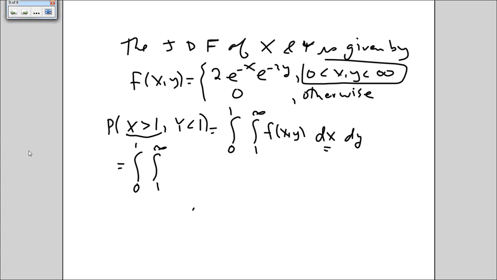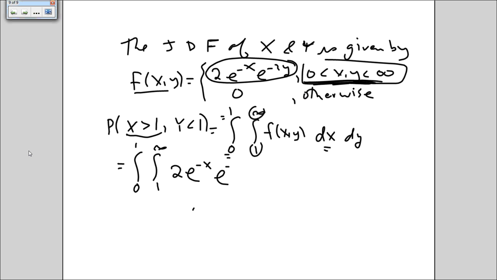Well, if x goes from 1 to infinity, it's in here. And if y goes from 0 to 1, it's in here. So that is the formula I use for f of x, y: 2e to the negative x, e to the negative 2y, dx, dy.